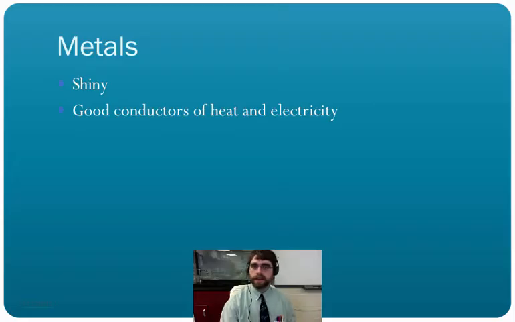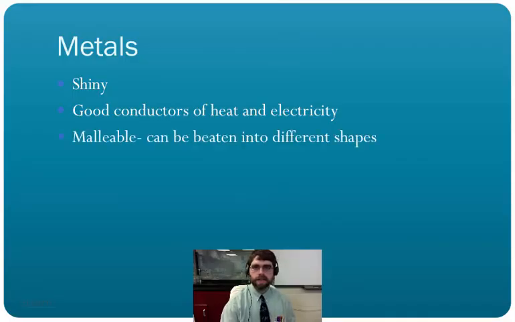Metals are good conductors of heat and electricity. Some metals, not all metals, are magnetic. It's very wrong to say that all metals are magnetic. Aluminum and copper are the two you come across most often that are not magnetic. But they're all good conductors of heat and electricity.